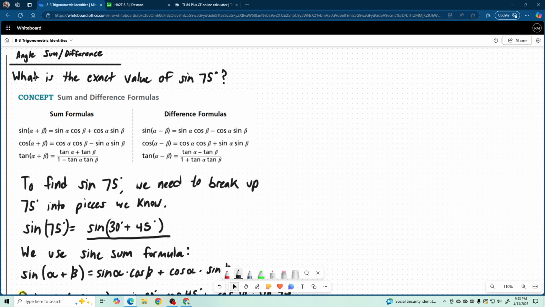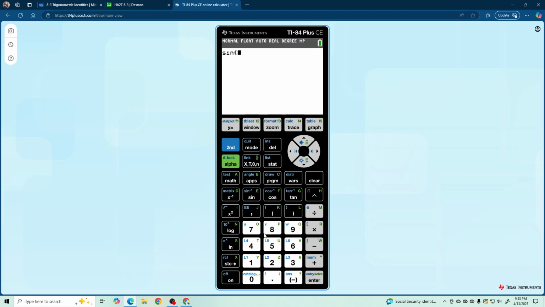So the question's asking, what is the exact value of sine of 75 degrees? Now I know what you're thinking, okay? Boom, sine 75, and we're already in degree mode, so we don't have to do anything about it. There you go, boom. 0.96592588263. That sounds really exact, doesn't it?